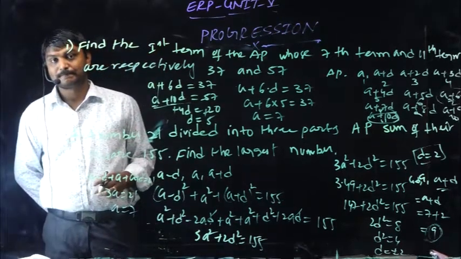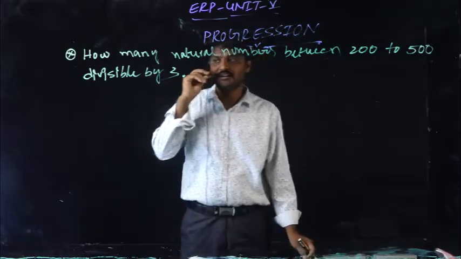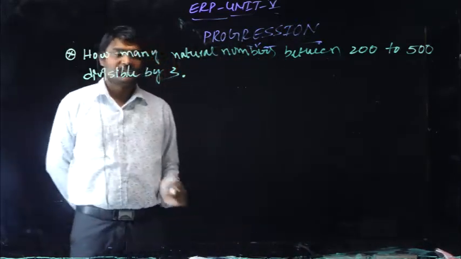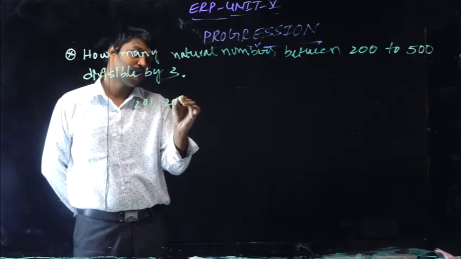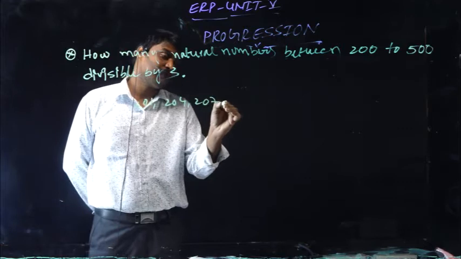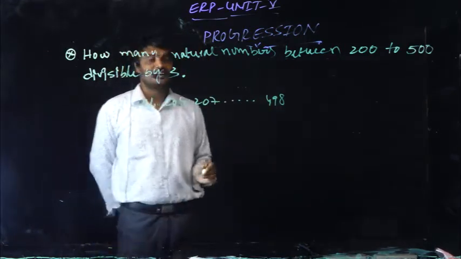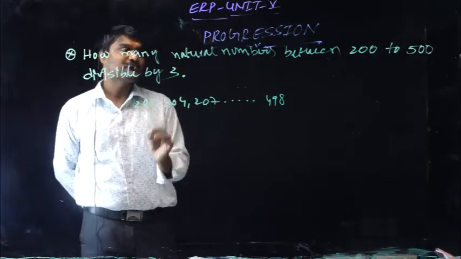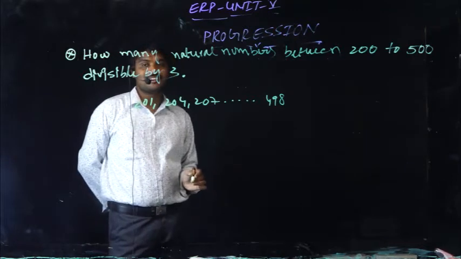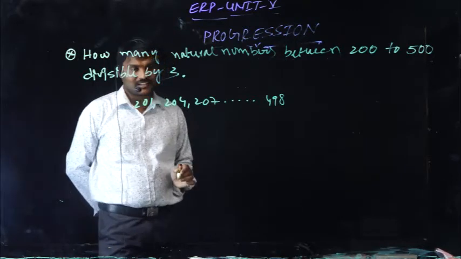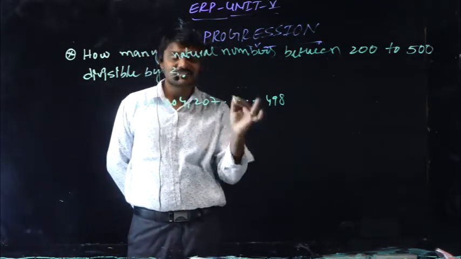Okay. So here, how many natural numbers between 200 to 500 are divisible by 3? So here 201, 204, 207 up to 498. This is the arithmetic progression. He is asking how many natural numbers between 200 to 500 are divisible by 3. So here the series will start 201, 204, 207.